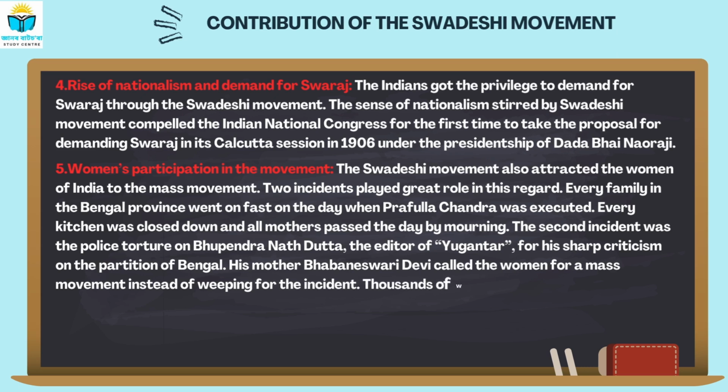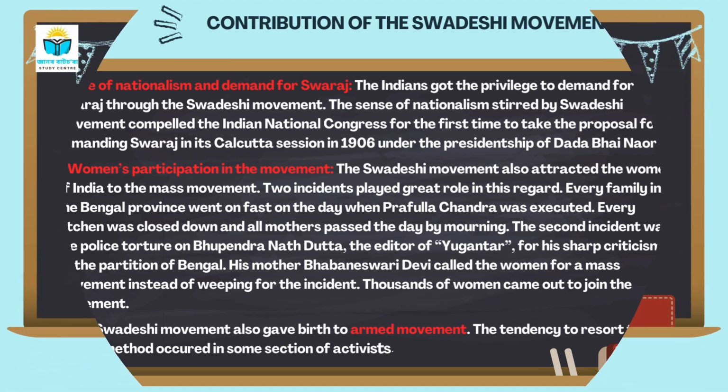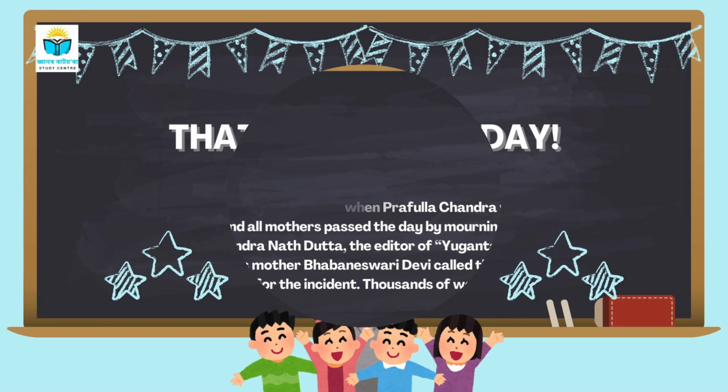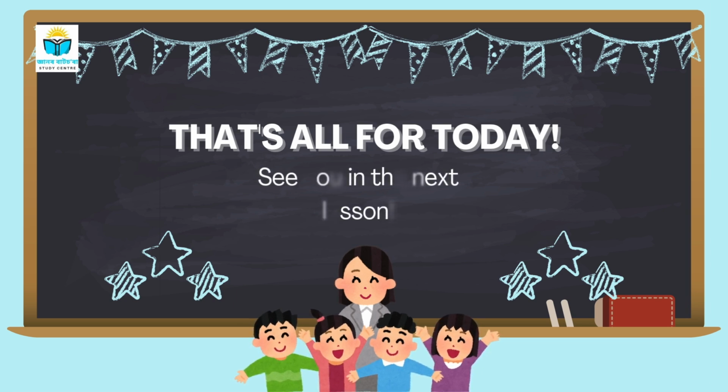6. Birth of armed movement. The Swadeshi movement also inspired a section of revolutionaries to adopt violent methods, giving rise to the armed nationalist movement. That brings us to the end of the chapter on the Partition of Bengal and the Swadeshi movement. I hope this one-shot video helped you grasp the key events and ideas from Chapter 1 of your Class 10 History textbook.